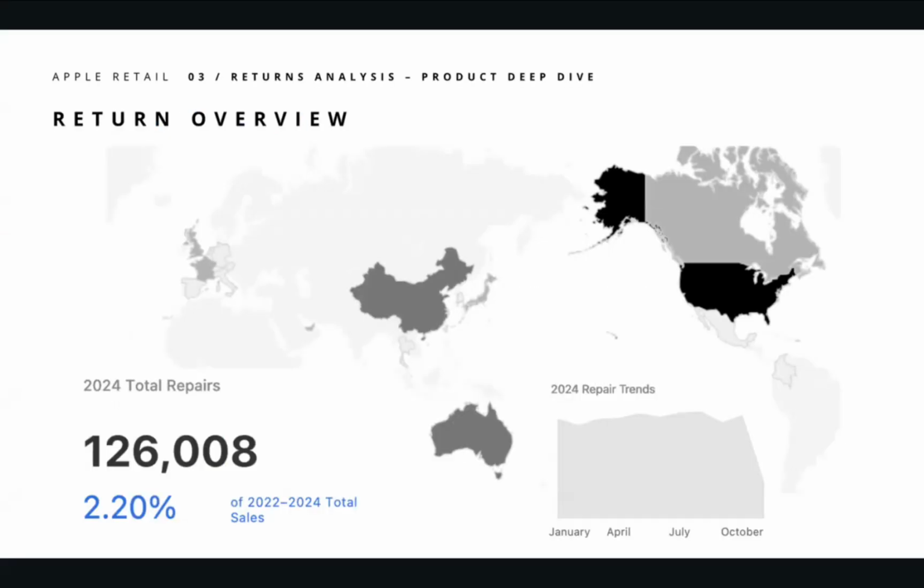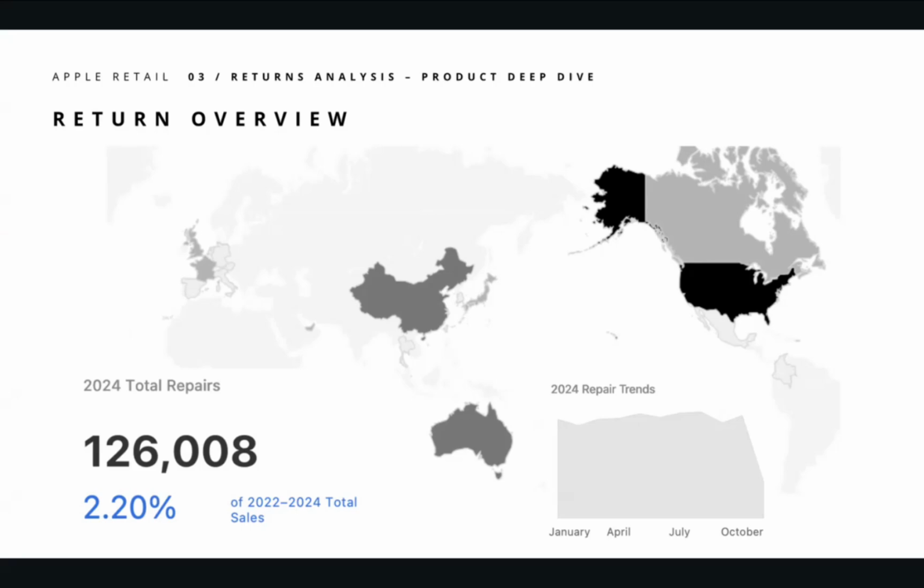Return claims in 2024 are concentrated in a few key markets, with the United States contributing the highest volume by a wide margin. China and Australia also show relatively high return activity, while most other regions report substantially lower claim levels. In 2024, total repairs reached 126,008 cases, accounting for only 2.2% of total sales from 2022 to 2024.